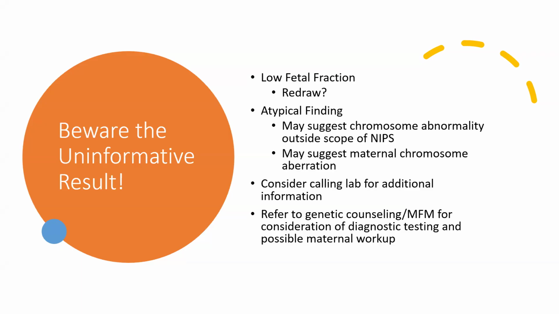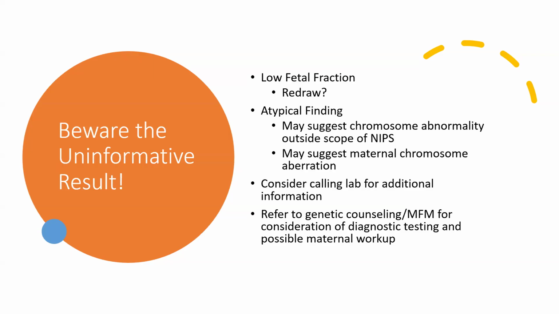If you have an atypical finding, these are different. Atypical findings are suggesting that there is a chromosome abnormality, but it's just outside that traditional scope of looking for those common trisomies. It may also suggest that there is a maternal chromosome abnormality. I like to encourage my fellow genetic counselors, and I tell my students this, that if you get information on a report that's confusing, they have genetic counselors at the lab that can actually look at the raw data in the background to provide some insight on that result.